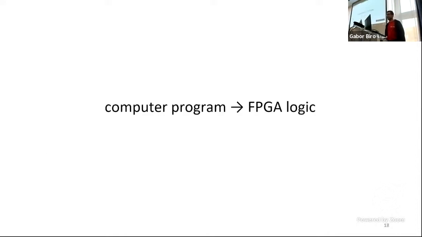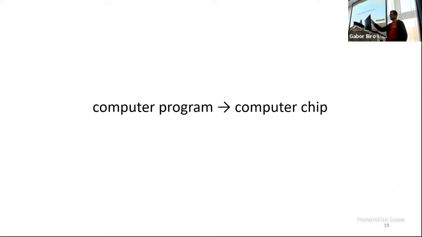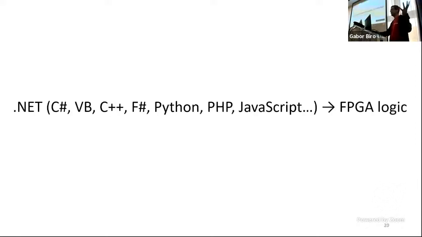Because what is it? Hastlayer is pretty much a tool that takes a computer program and converts it into a piece of FPGA logic. You could also say that it takes a computer program and creates an equivalent computer chip out of it. And not just any computer programs, actually. We are talking about .NET. You know, the .NET platform is an open source cross-platform programming environment. It's not a programming language. It's a platform that supports many programming languages. The most popular one is probably C#, but also C++ and functional languages like F# or scripting languages like Python.